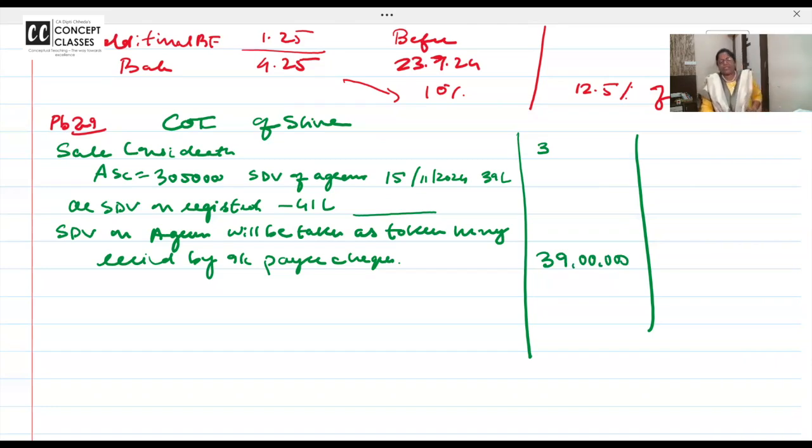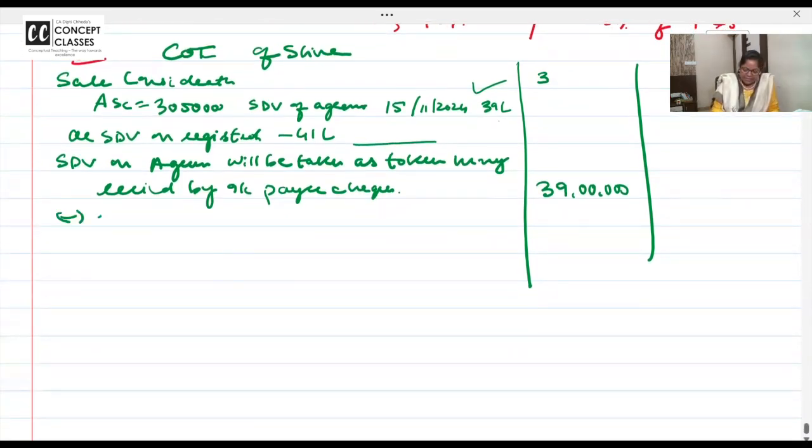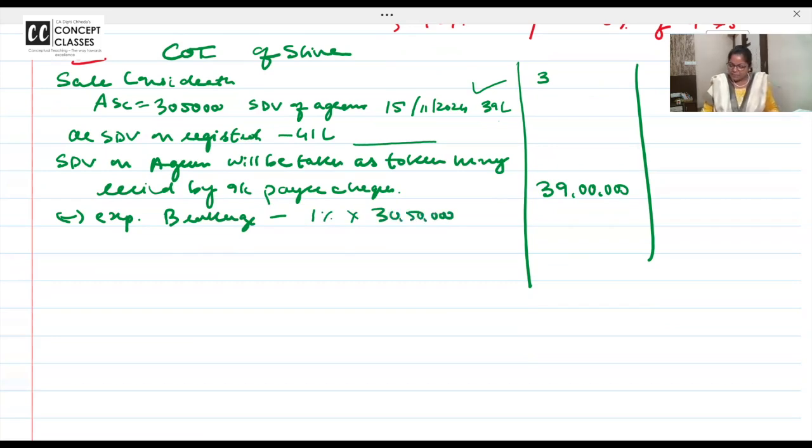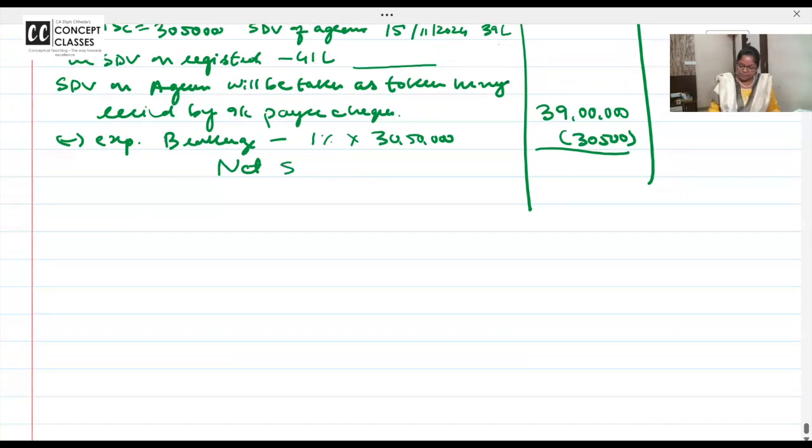Actual sale consideration is 30 lakh 50,000. Stamp duty value on the date of agreement is 39, on the date of registration is 41. But on the date of agreement, if they give account payee cheque or NEFT or RTGS some token amount, then you have to take that, and that is 39 lakhs. Less expenses they have given, brokerage 1% of the sale, so 39 lakhs minus 30,500, 38,69,500. That's the net sale consideration.